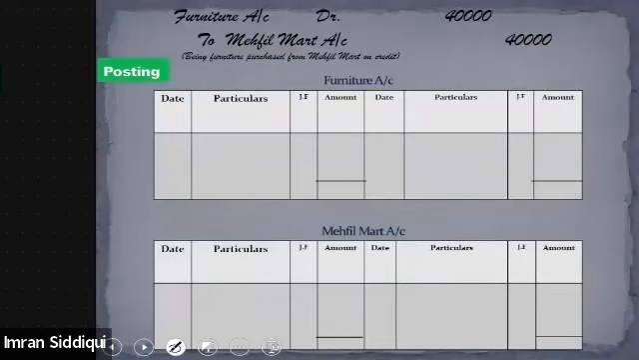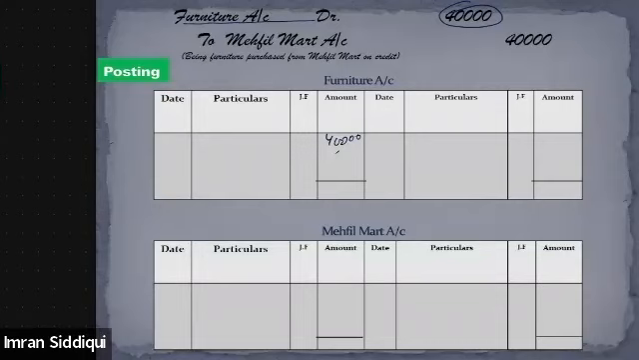Now see, first of all, we will write in the furniture account. Now pay attention, try to understand. What does this journal entry say? It says that the furniture account needs to be debited. Yes or no? So that means we will go to the debit side of the furniture account and write down 40,000 here. 40,000 in the furniture account.